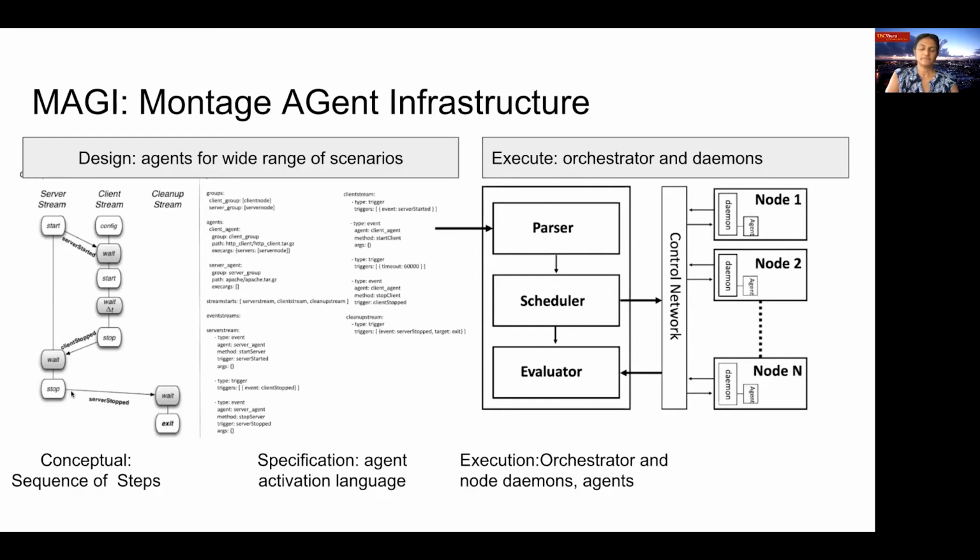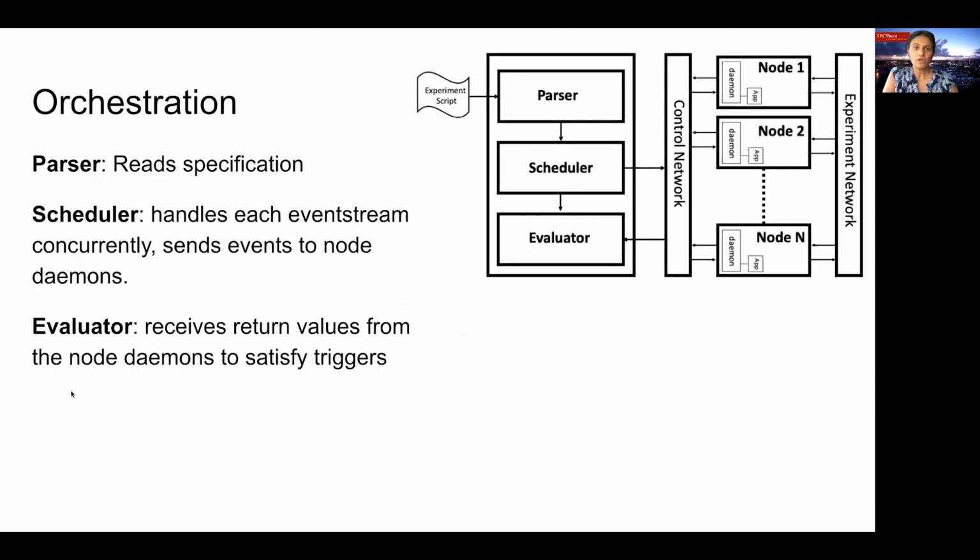Once the specification is defined, this specification is executed by the orchestrator and the node daemons in the experiment. We'll discuss the orchestrator in detail next. The orchestrator is the heart of the Magi tool.